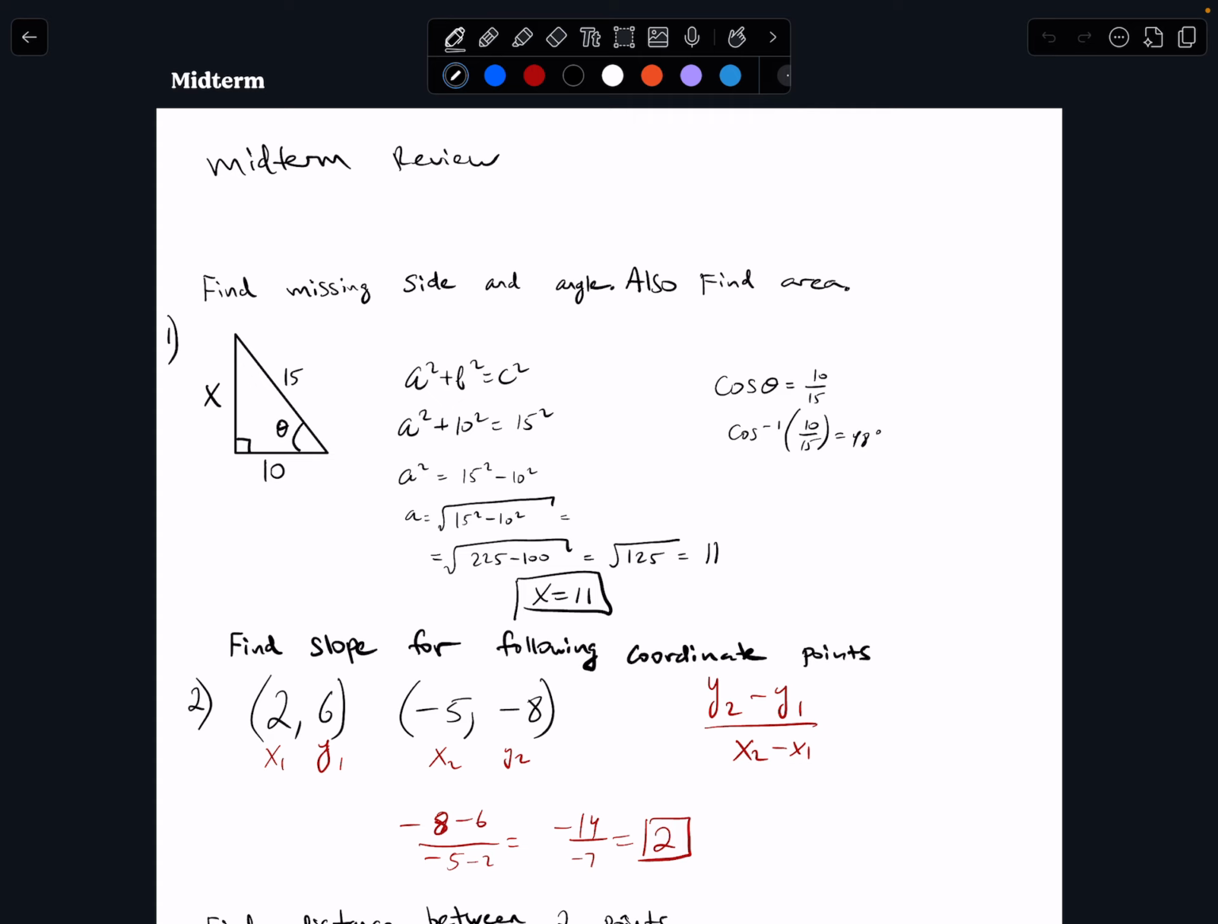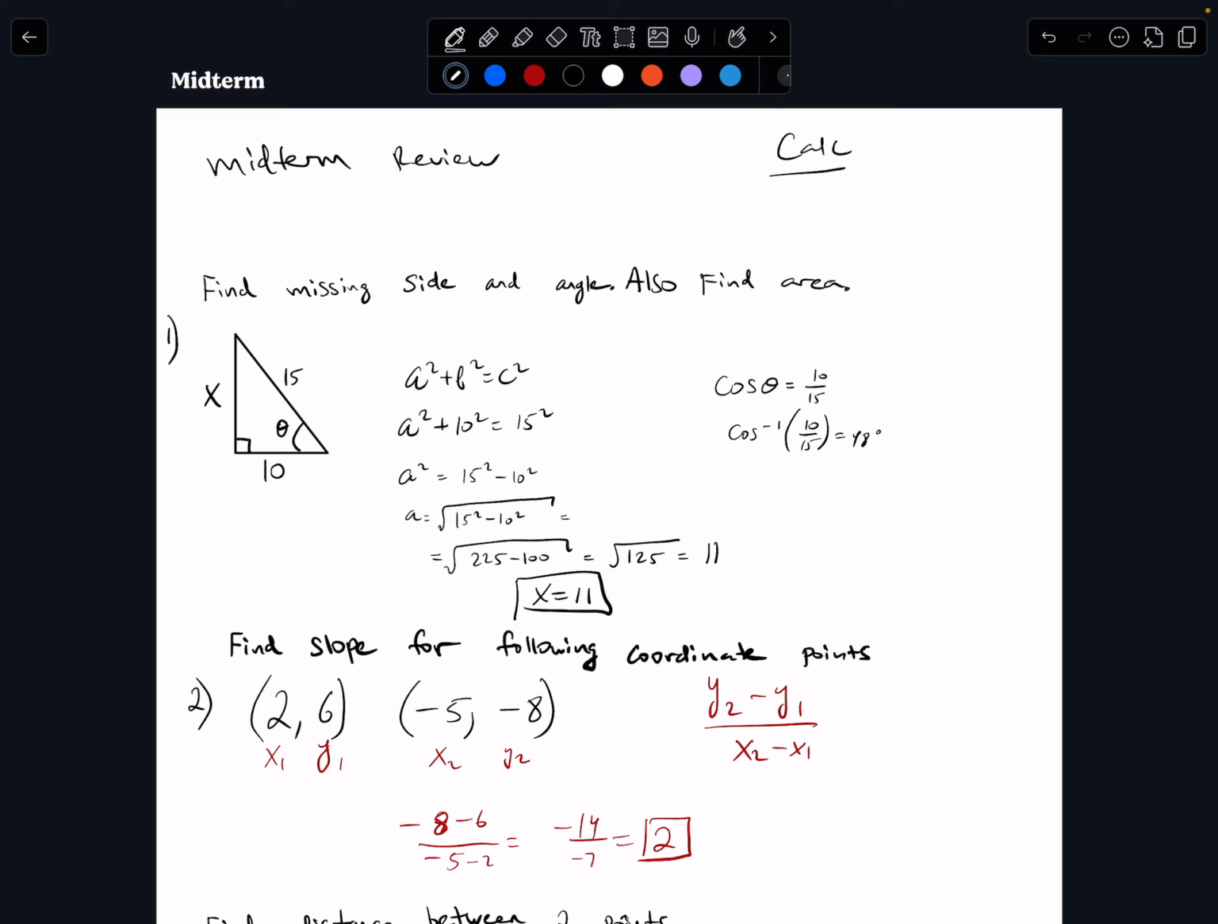Before we start, don't forget, please have your calculator. Make sure your calculator has batteries and is charged. I don't think they're going to be giving out calculators, so just make sure you have one, whether it's graphing or scientific. You should really have one or the other.